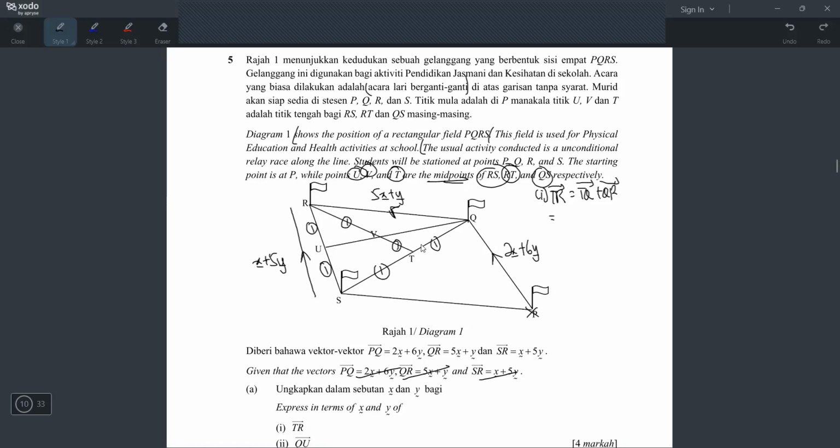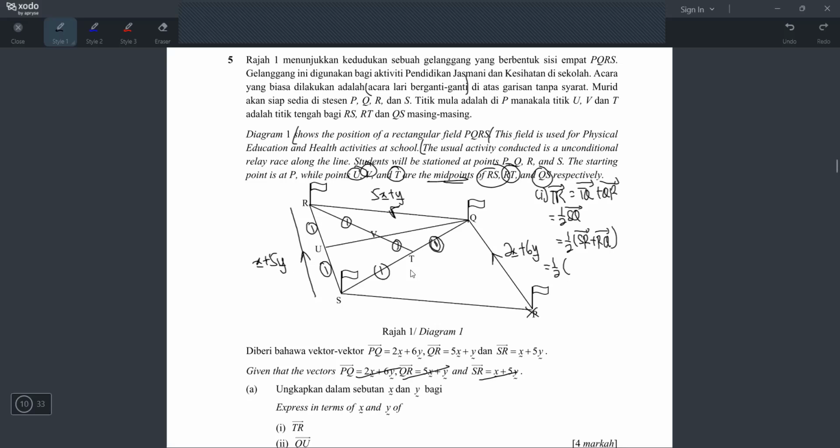Okay, TQ vector. How do you find TQ vector? You don't have the TQ vector, but don't forget you have the ratio. TQ is half of SQ, right? So TQ is half of SQ. And what is vector SQ? Well, SQ vector you don't have, but you can go SR plus RQ, right? So SQ vector is actually SR plus RQ.